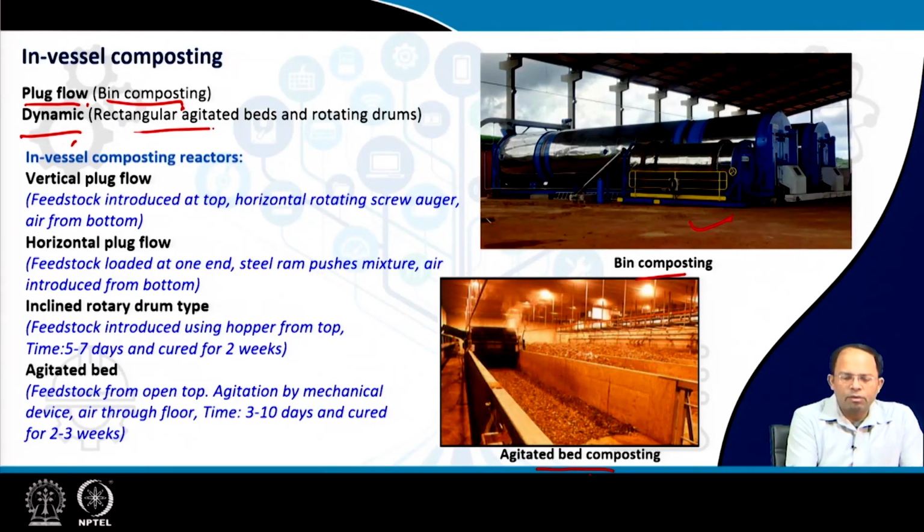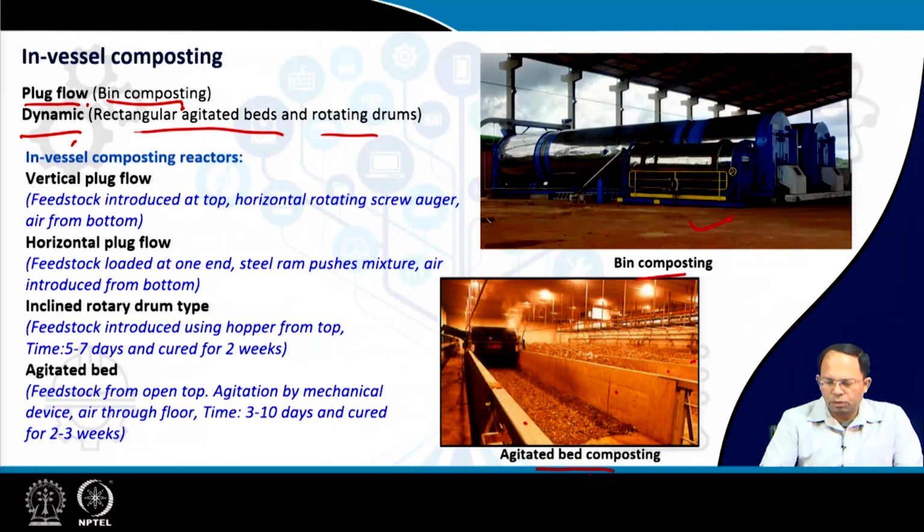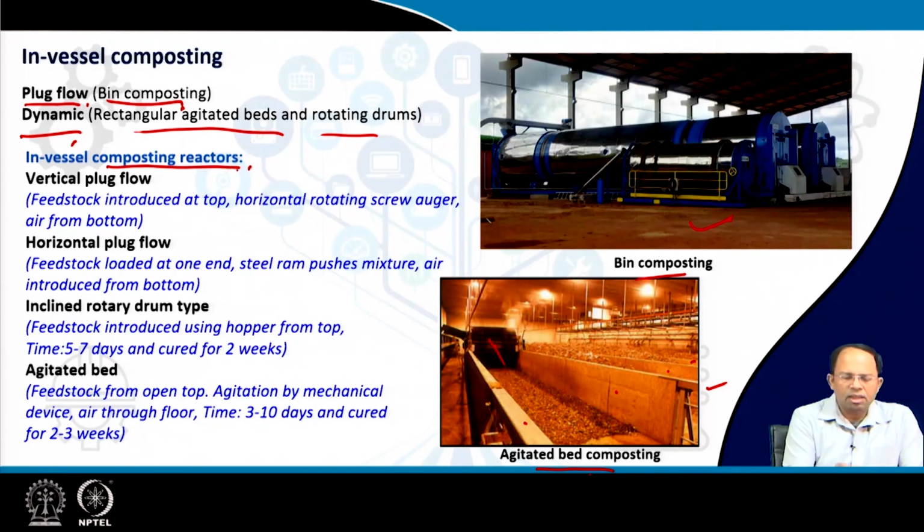Dynamic system could be rectangular agitated beds with rotating drums. So it's a rectangular bed, a series of beds are there, and there is a rotating drum inside which rolls over the garbage and breaks it, right? This bed is also agitated, so it doesn't allow the compost to settle, and automatically the entire atmosphere is controlled inside this chamber. And in bin composting, this entire chamber is environmentally controlled, so that is a more controlled system compared to this agitated bed system.